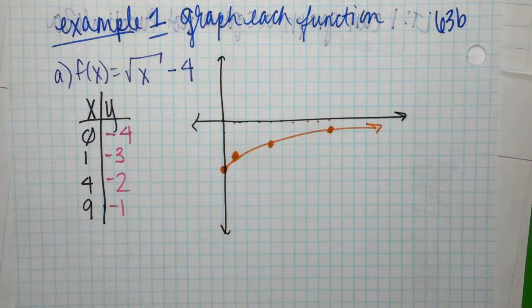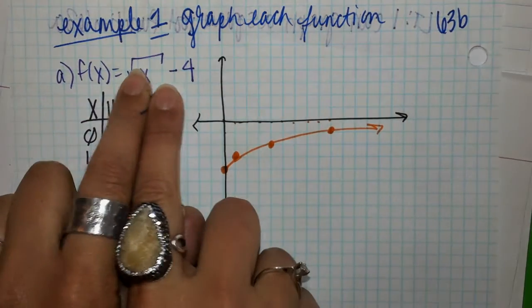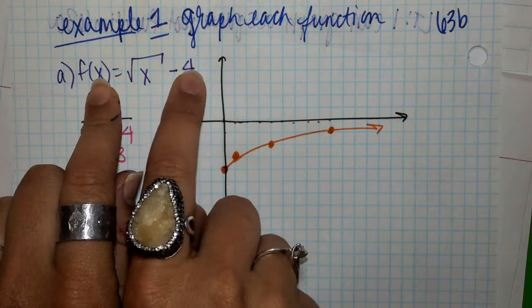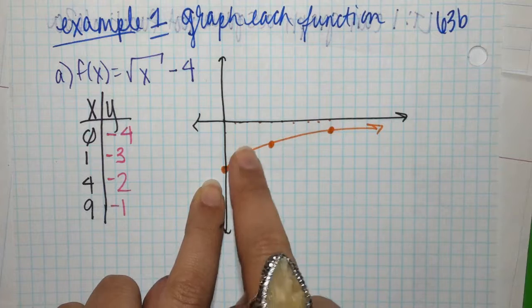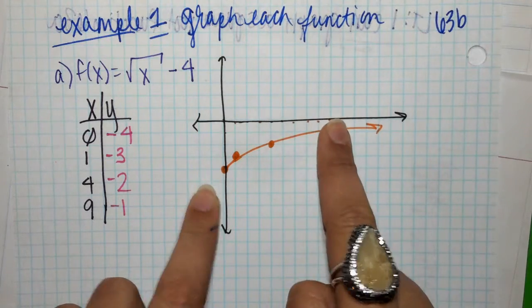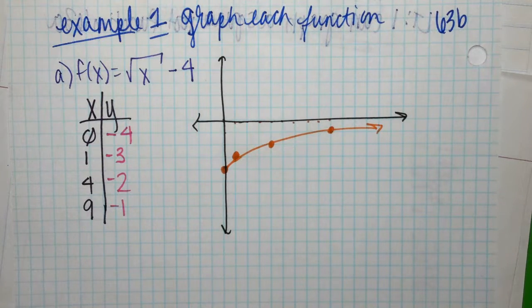Alright, now, you can also use vertex form to graph this and not have to use the table. So since you know that there's no h, that means it's going to be 0, negative 4. So you would just go down 4. And then you would go right 1, up 1. Right 4, up 2. Right 9, up 3. Boom, you're done.